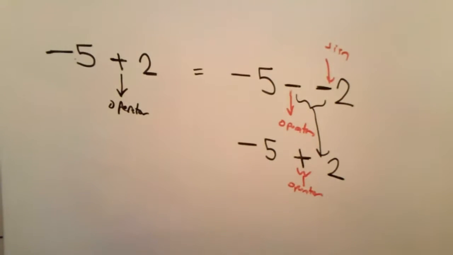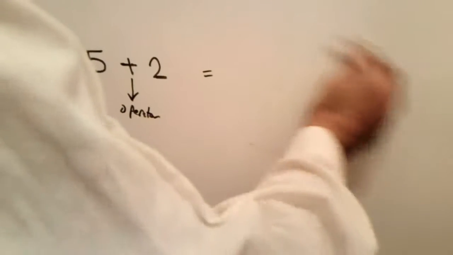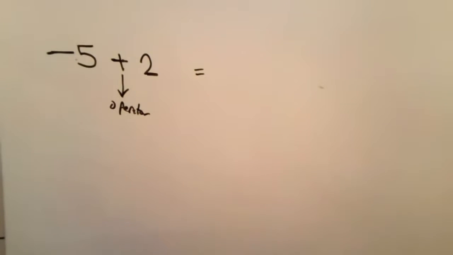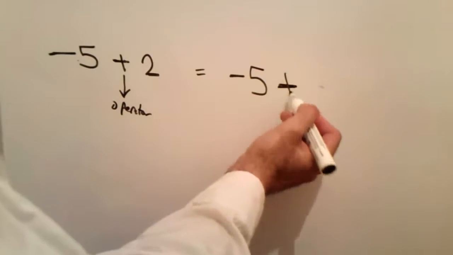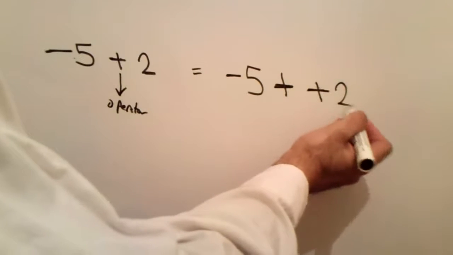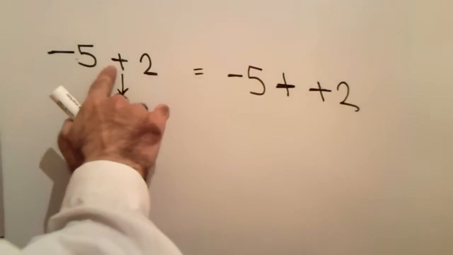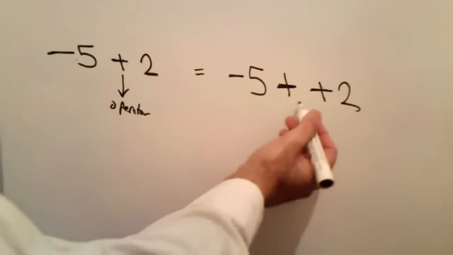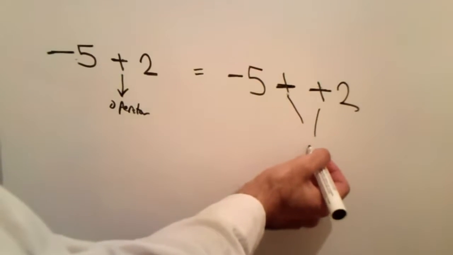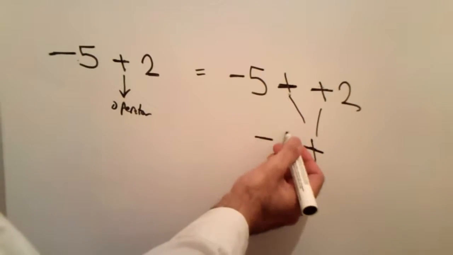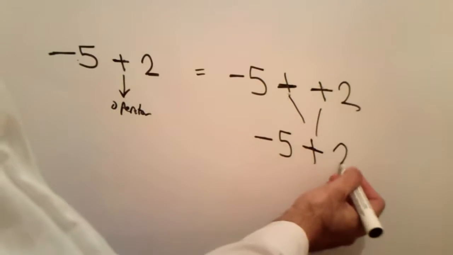So what other way can we rewrite this? Let's have a look. Remember that the way to get a positive is by either 2 negatives or 2 positives. So it's -5 plus +2. Basically, this is the same thing as saying this anyway. So positive and positive touch, and they become a positive. So it's -5 plus 2.